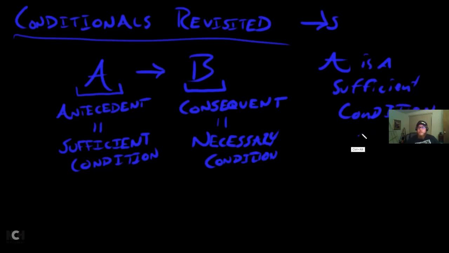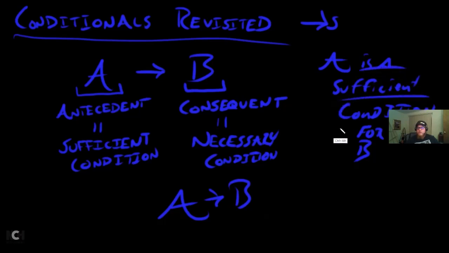So A is a sufficient condition for B. How would I write that out? A arrow B. What's the sufficient condition? A. The sufficient condition goes on the left side of the arrow. On the other hand, the necessary condition goes on the right side of the arrow.